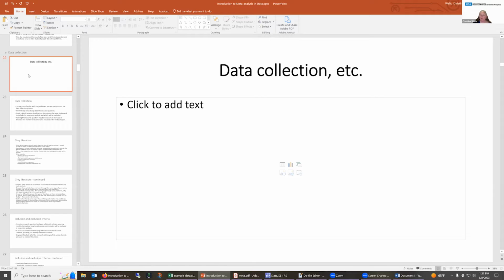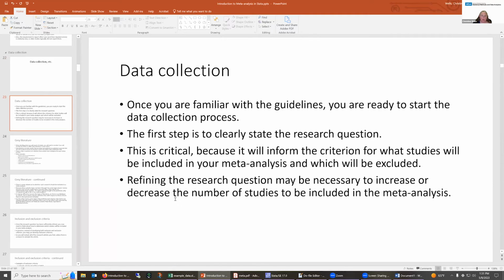So let's start talking about how you're going to collect your data. You're ready to start your data collection process, and the first step is to state the research question very clearly. Obviously, this is a critical step because you've got to have a good research question so you know what you're doing. But in addition, this question is going to inform the criterion for what studies will be included versus excluded from your meta-analysis.